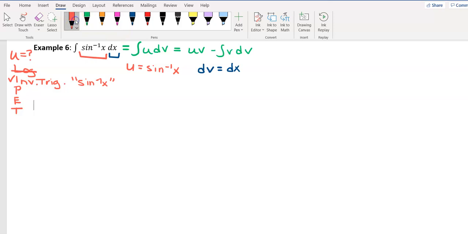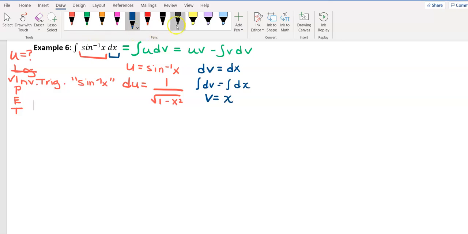So now let's find their partner pairs here. So u needs a pair of du. So the derivative of inverse sine, hopefully you remember this, it's 1 over the square root of 1 minus x squared. And then, of course, to find our v, we have to take the integral. And if you take the integral of one side, you have to take the integral of the other, keep things equal. So the integral of dv is v. This one is nice and easy for us. The integral of dx would just be x.